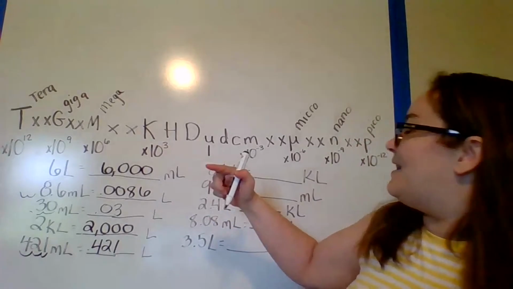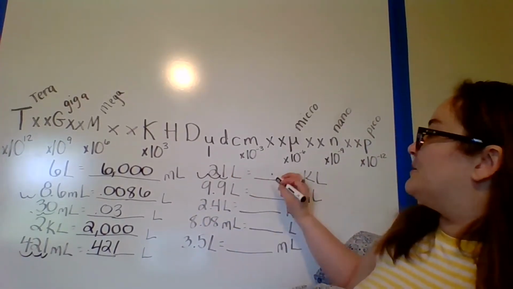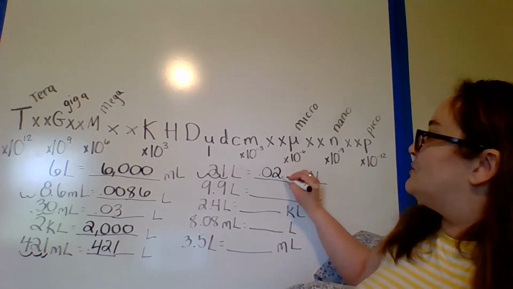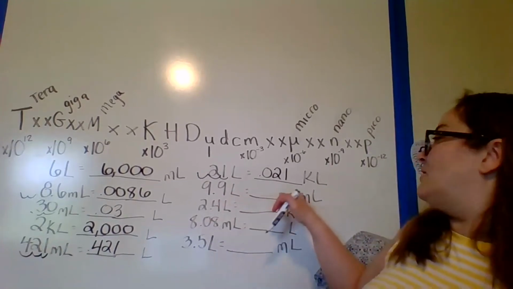Anyway, we're starting on liter, ending on kilo. 1, 2, 3 to the left. So 1, 2, 3 means we need to put a 0 in front. 0.021.